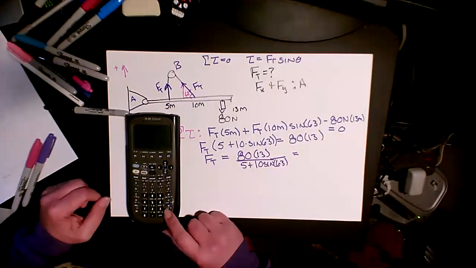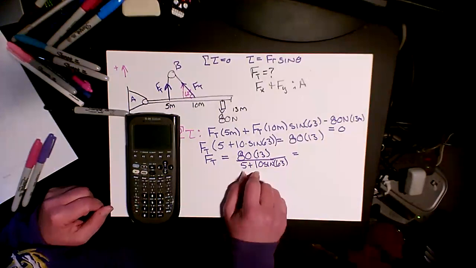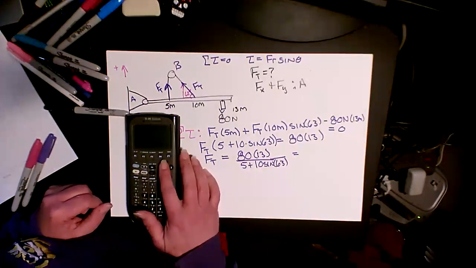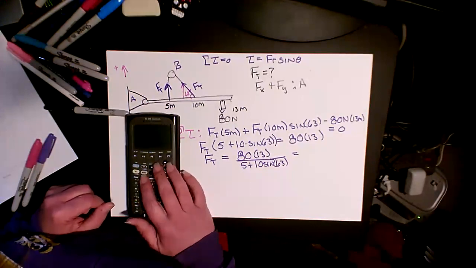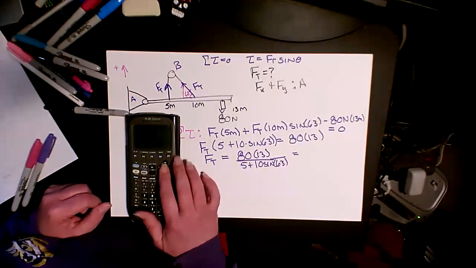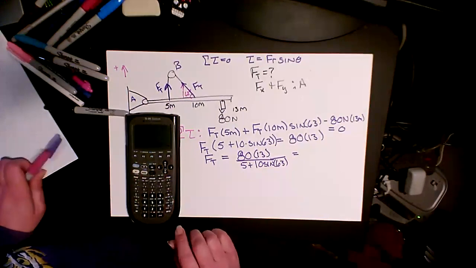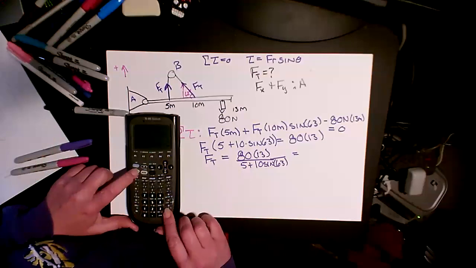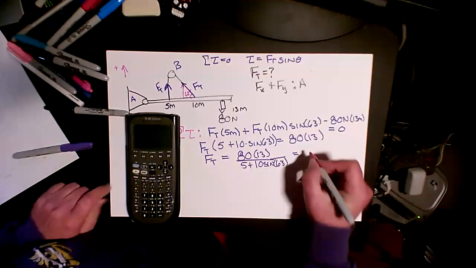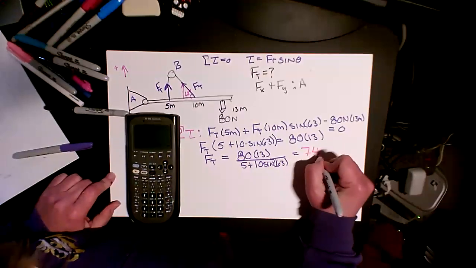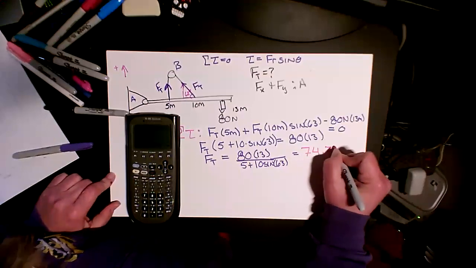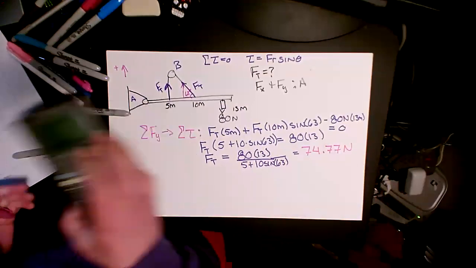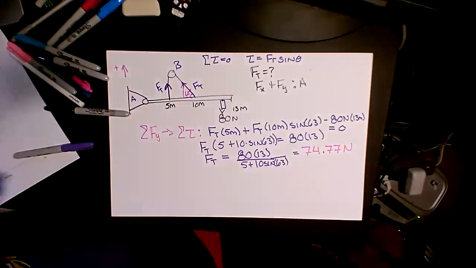When we just did rotational motion, all of our angles were in radians. So if you get a weird answer, the first thing you want to do is check to make sure that you're back in degrees. So let's see. And that gives me, whoa, that is not the right answer. There we go. That makes sense. 74.77 newtons. Cool. So now we have that.